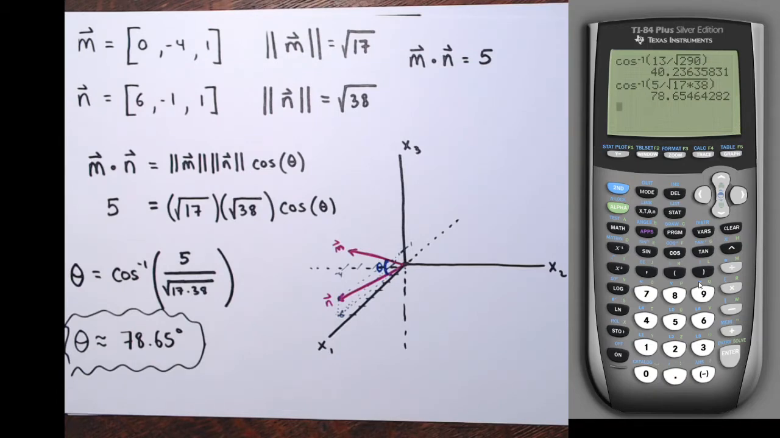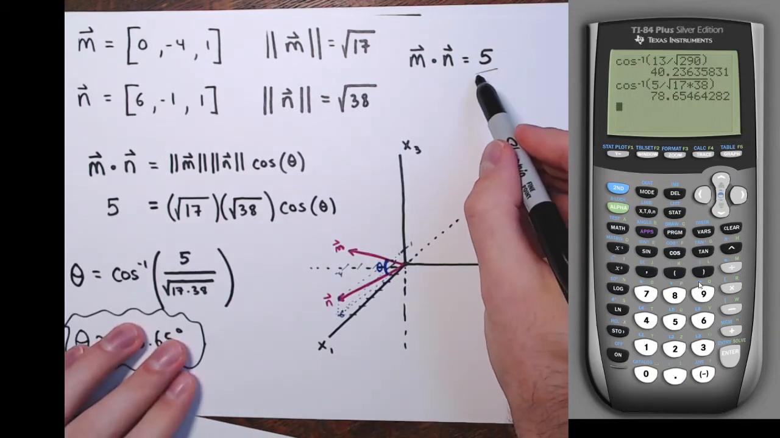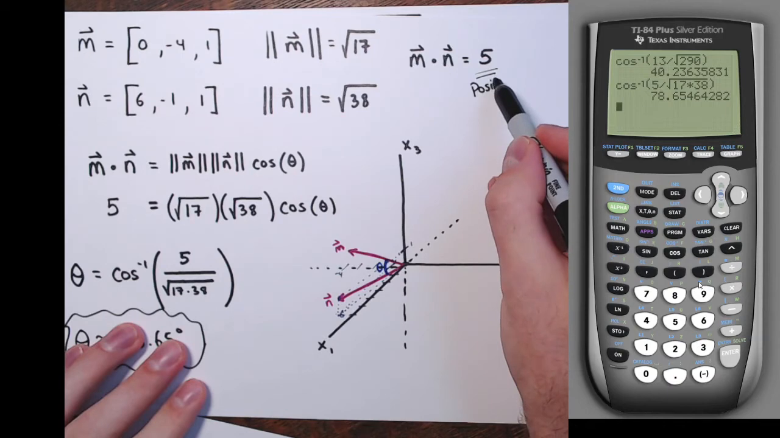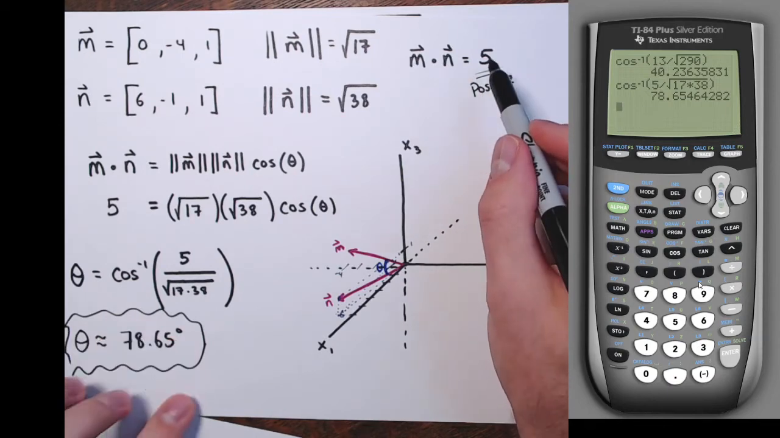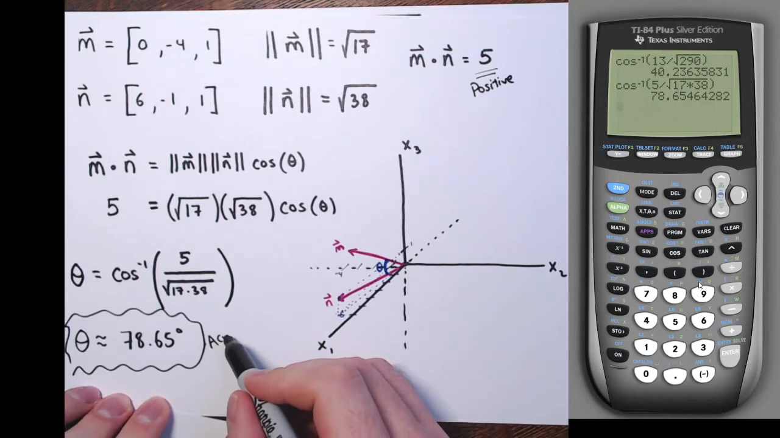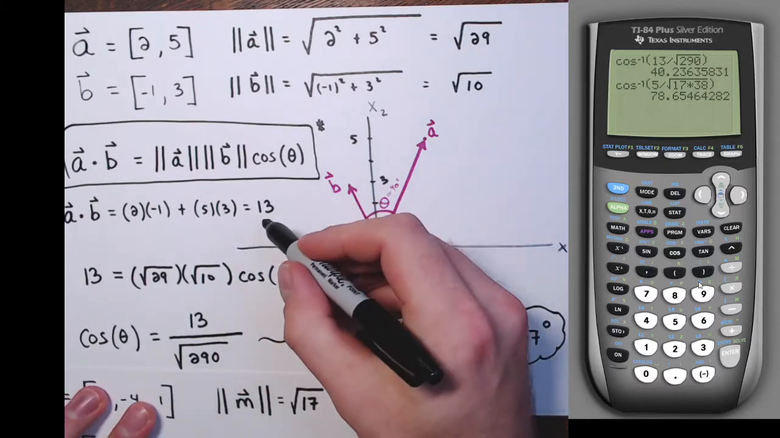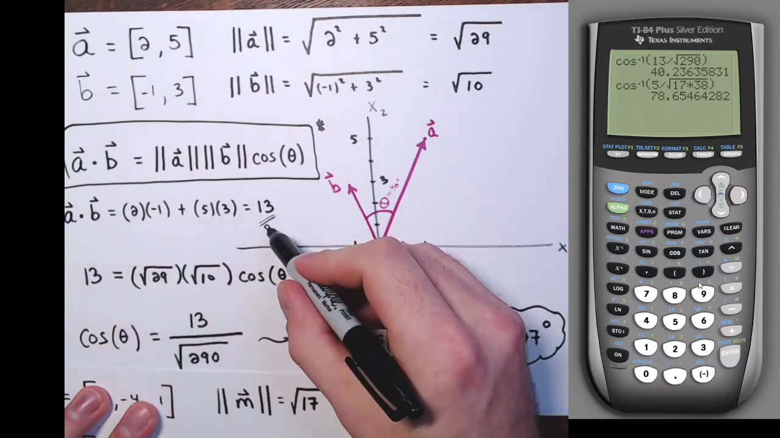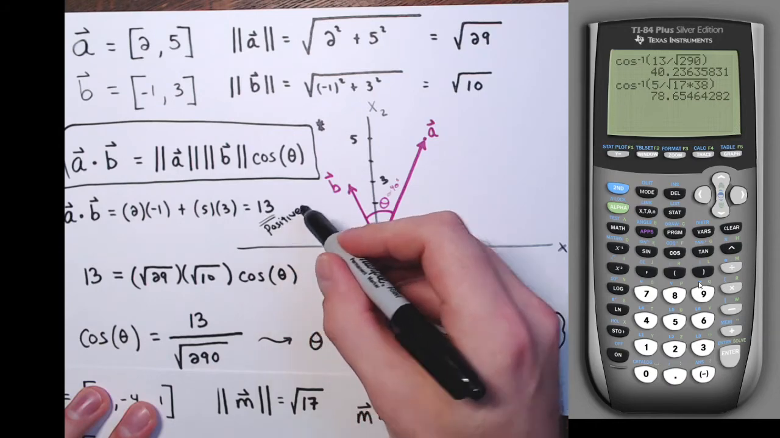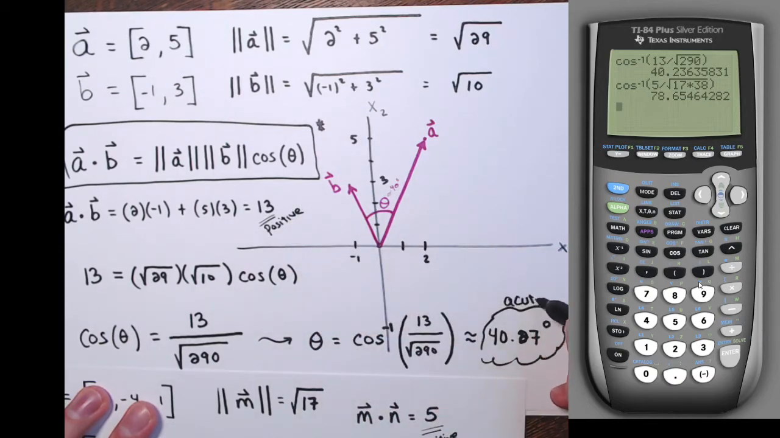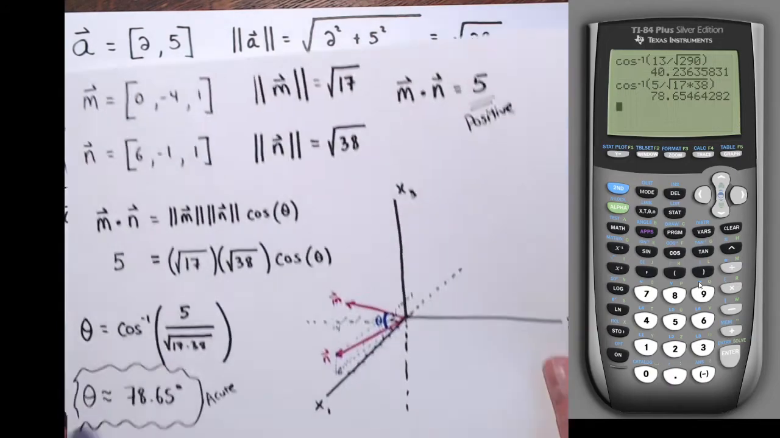Okay. Now let me give you a little tip. And this isn't pointed out in the ZyBooks. This is just something I'm going to mention. Did you notice how the dot product of the vectors was positive here, and the angle between them was acute? And then even in the last example, the dot product of the two vectors was a positive number, and the angle between them was acute. Okay. That will always happen.